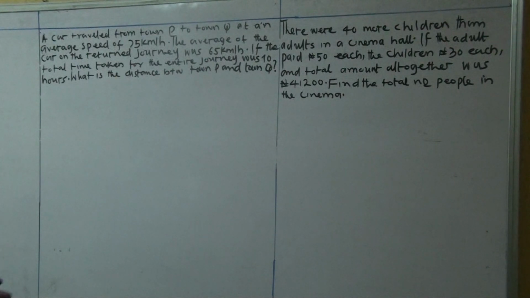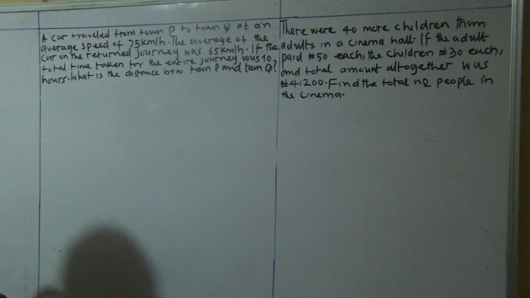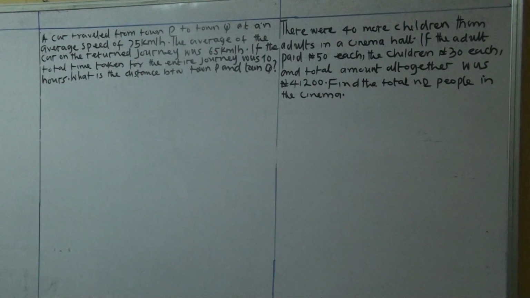The first question says a car travels from town P to town Q at an average speed of 75 km per hour. The average speed of the car on the return journey was 65 km per hour. If the time taken for the entire journey was 10 hours, what is the distance between P and Q?